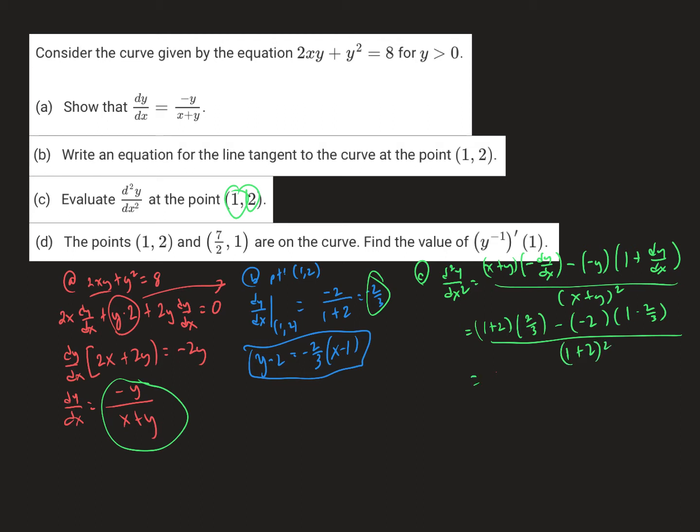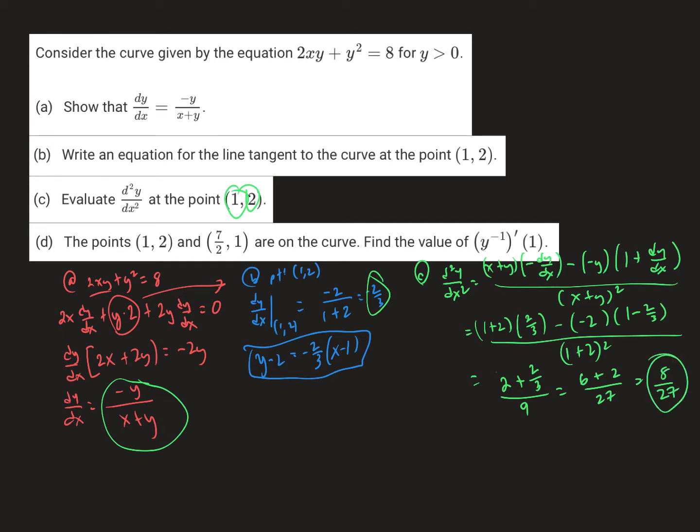So let's see, 3 times 2/3 is 2. Negative 2, that's 1 minus 2/3, so that's negative 2 times 1/3, which is negative 2/3, but we're subtracting it. And that's all over 9. And then when I combine all those together, I'm going to multiply the top and bottom by 3 to make it a little bit easier on myself. So 8/27.